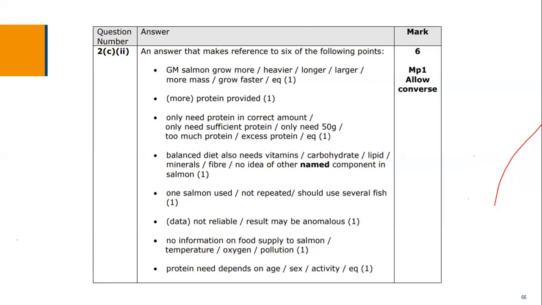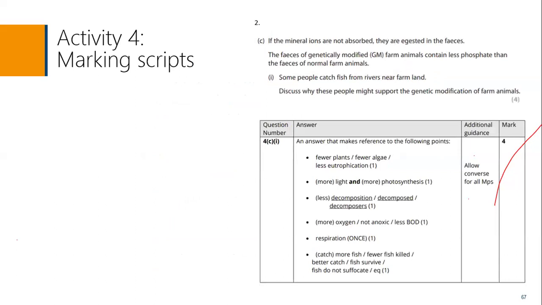Now, if you go back to the resource pack, there are scripts for you to mark, going back to this question about mineral ions. If they're not absorbed, they're ingested in the feces. The feces of genetically modified farm animals contain less phosphate than the feces of normal farm animals. Discuss why people who catch fish near the land might support the genetic modification of farm animals. And there's the mark scheme. In your resource pack, you have two answers to this question.